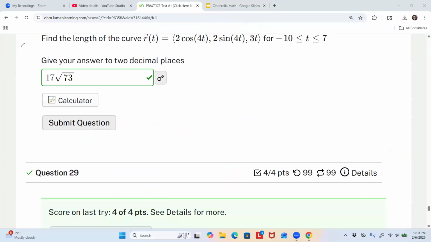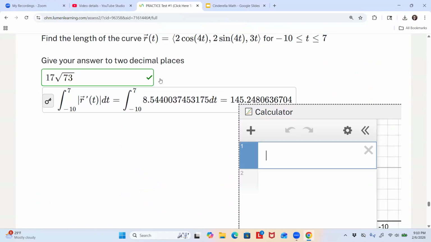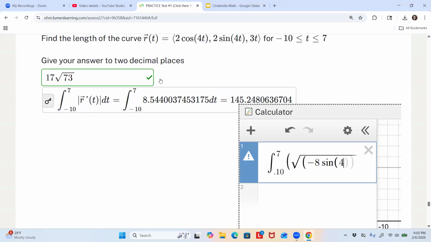And yes. Yeah. Now, actually, I didn't really need to do any of that work. Since we were allowed a calculator, I could have just done integral from negative 10 to 7, parentheses, square root, and then you still would need to take the derivatives yourself. So my derivative, the x prime was negative 8 sine of 4x, because Desmos doesn't know t, and then that squared. Make sure you go out of that inner parenthesis.